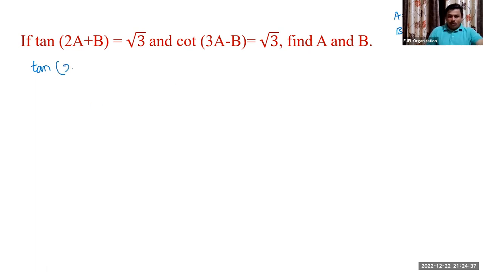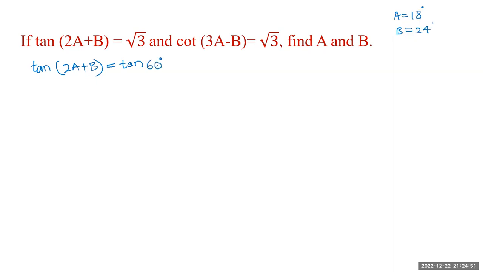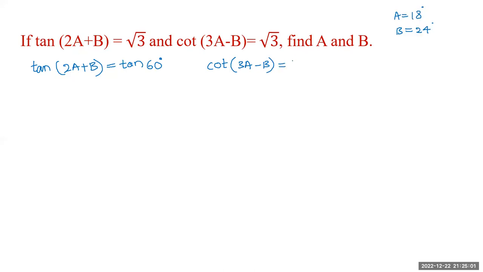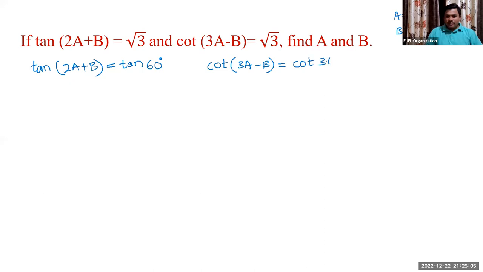So tan of 2A plus B is given. Here also I want tan only, because on the left hand side I am having tan, so that both the tans get cancelled. So tan of how much degree is equal to root 3? 60. 60 degree. Very good. And similarly here, cot of A minus B is equal to 30, sir. Cot of 30 degree. Yes.